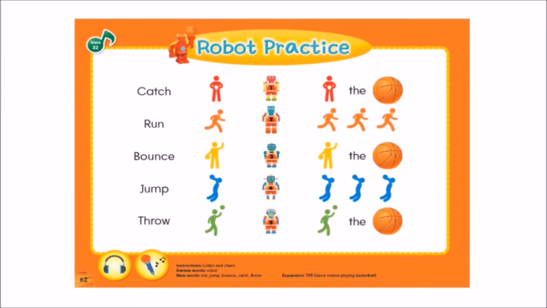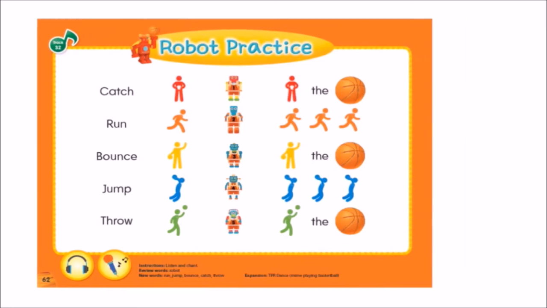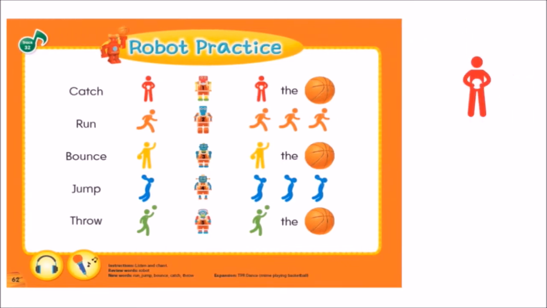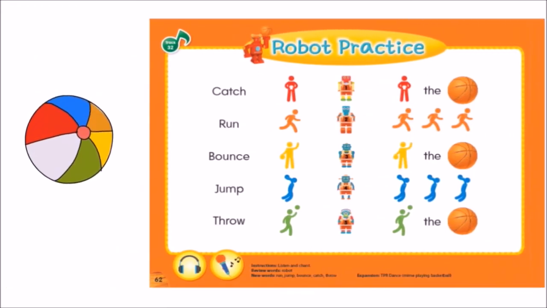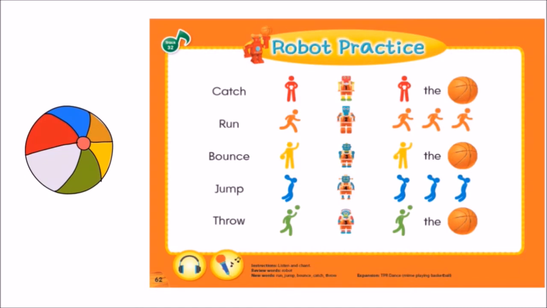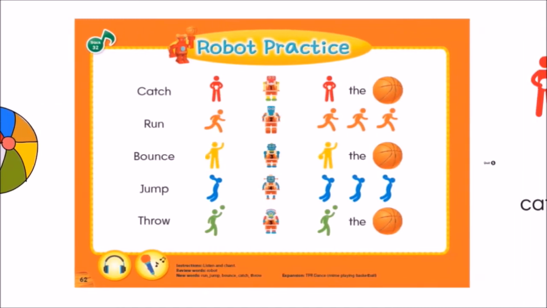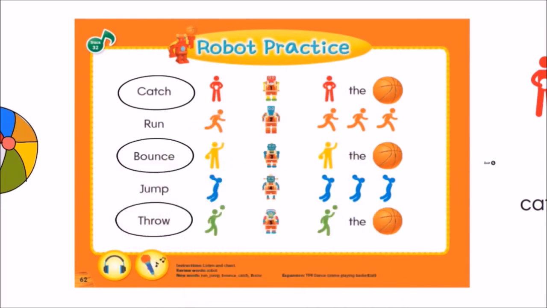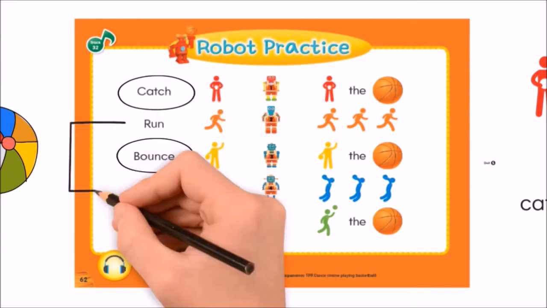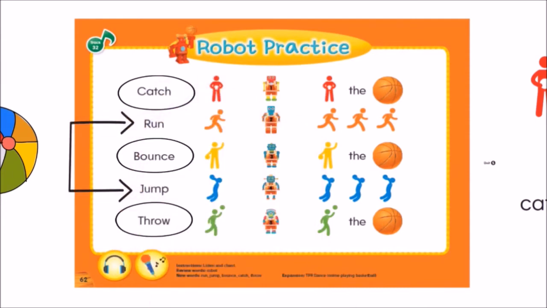For page 62, go ahead and review the story from pages 58 and 59. Then go ahead and use the flashcards for the words that are now on page 62: catch, run, bounce, jump, and throw. After teaching the students the meaning of each of these words, use the softball that we mentioned earlier and practice these words. First, practice with the words catch, bounce, and throw. Next, do a TPR activity with the students in which they run and jump in place to learn the words run and jump.